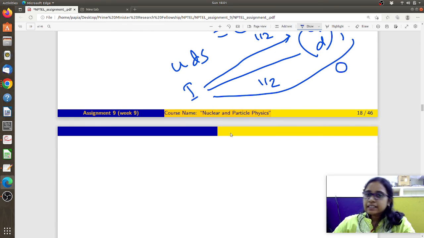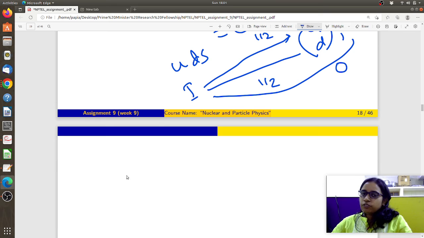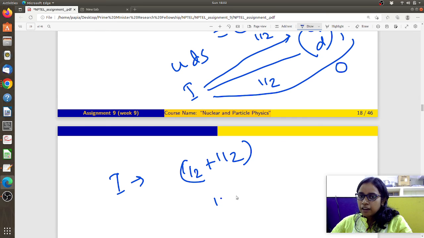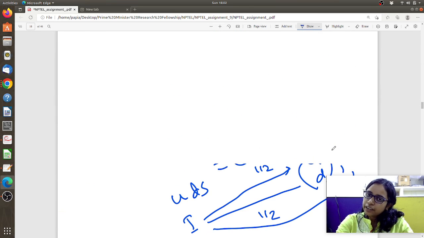As I already told you, I is an additive quantum number, but it is a vector additive quantum number. So that means I can have the values half plus half, down to half minus half, in steps of 1. Here half plus half means 1 and half minus half means 0. So what are the possible values of I here? The possible values of I will be 0 and 1. Simple. The second question has been done.